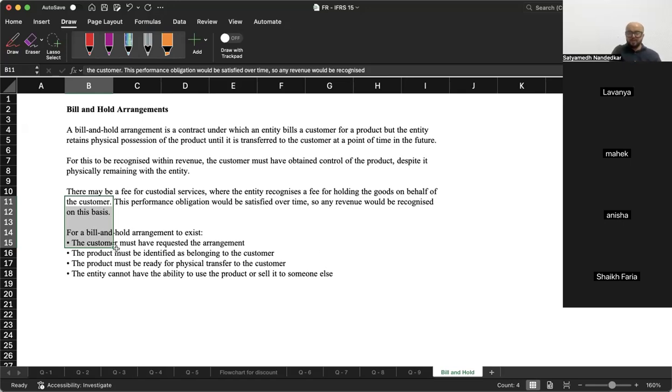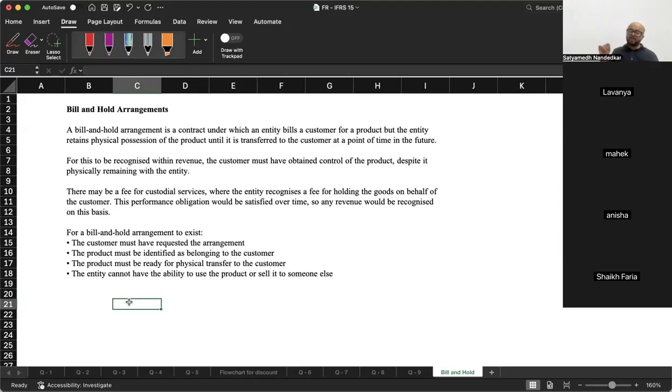ठीक है. The product must be identified as belonging to the customer. It is a specific TV. कोई भी random TV नहीं है. उसने उस पे स्टिकर लगा दिया कि this TV is sold to सत्यमेव. ठीक है. The product must be ready for physical transfer to the customer. If I want, he can give it to me right now also. ठीक है. But I'm the one who is saying कि अभी मत देना, बाद में देना.